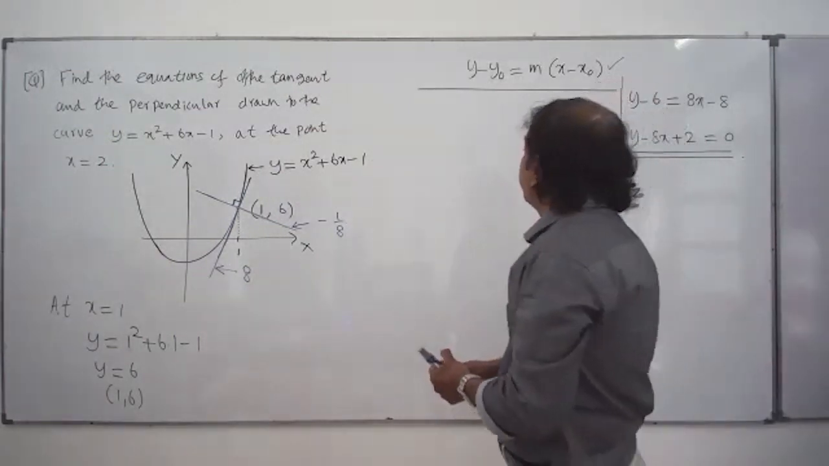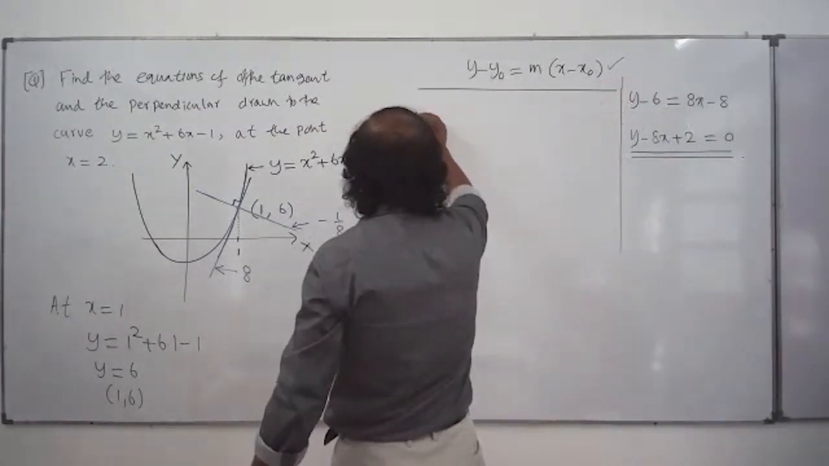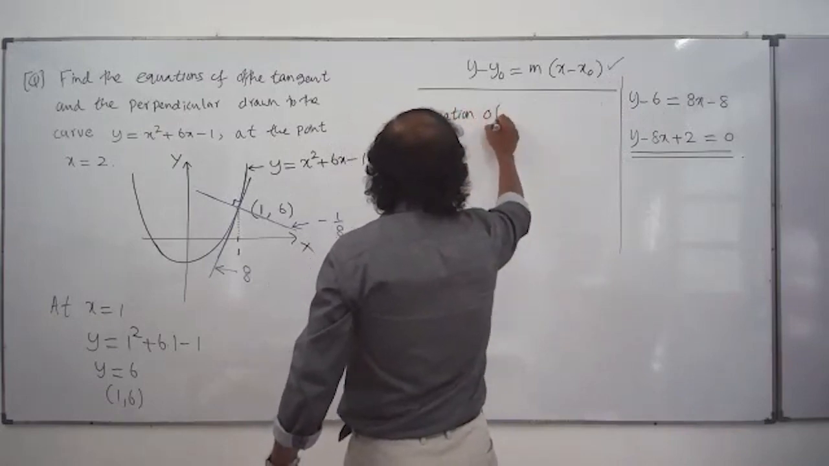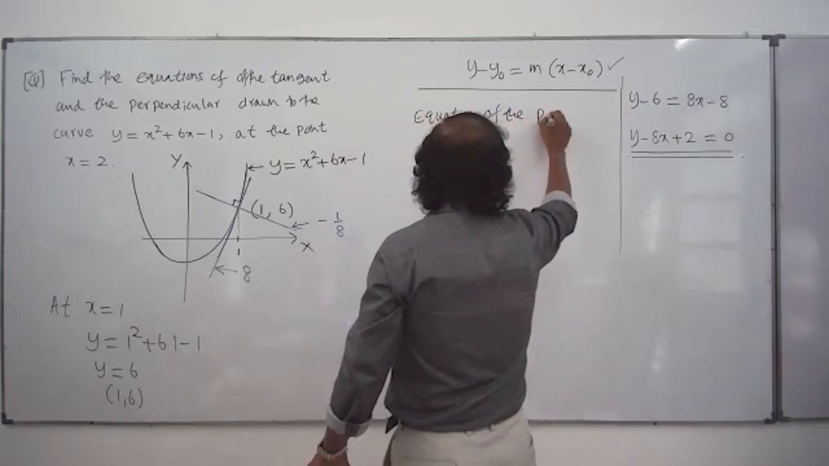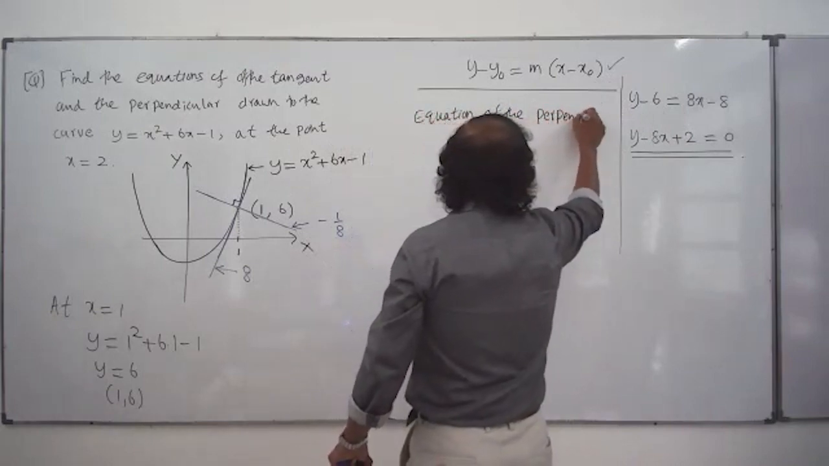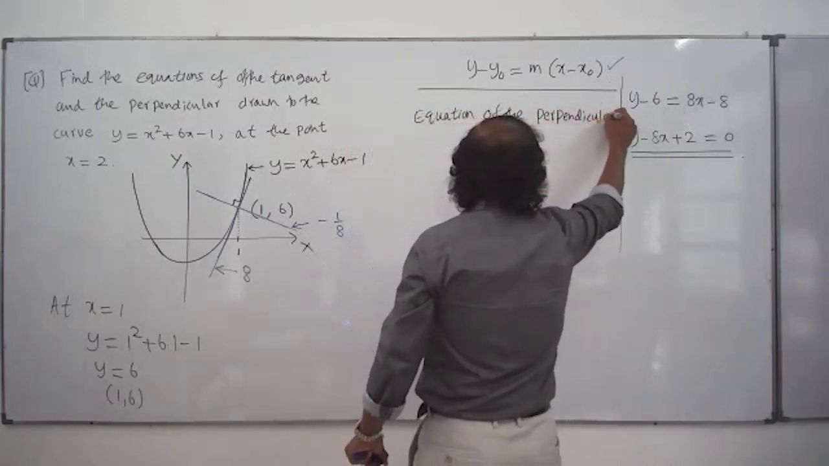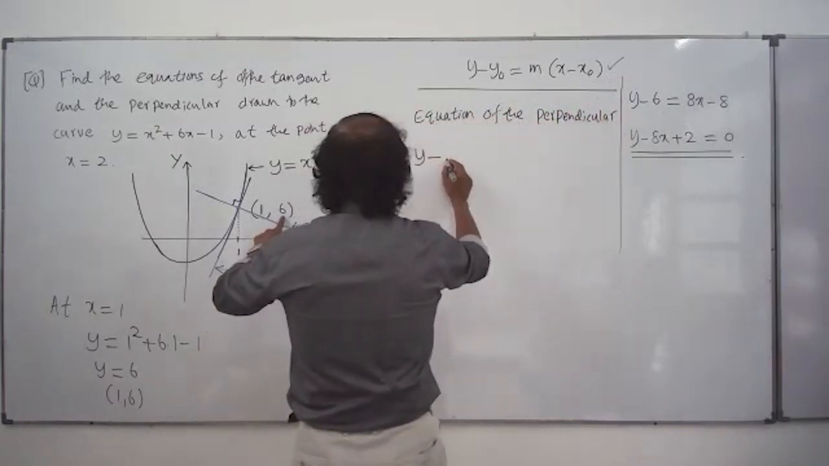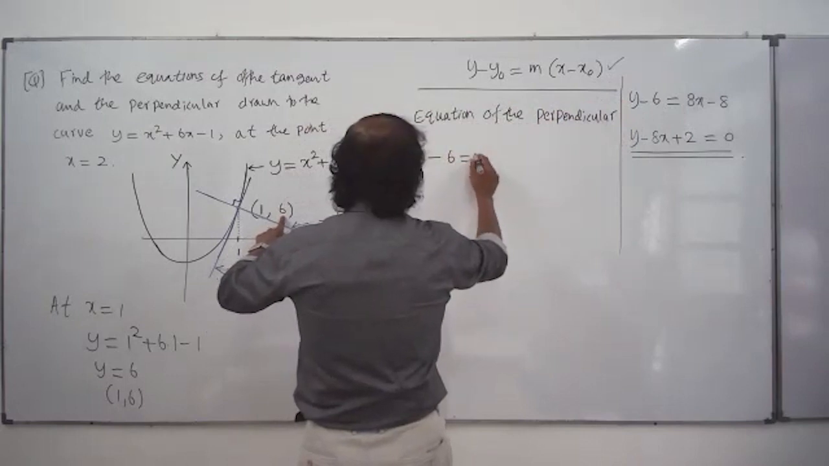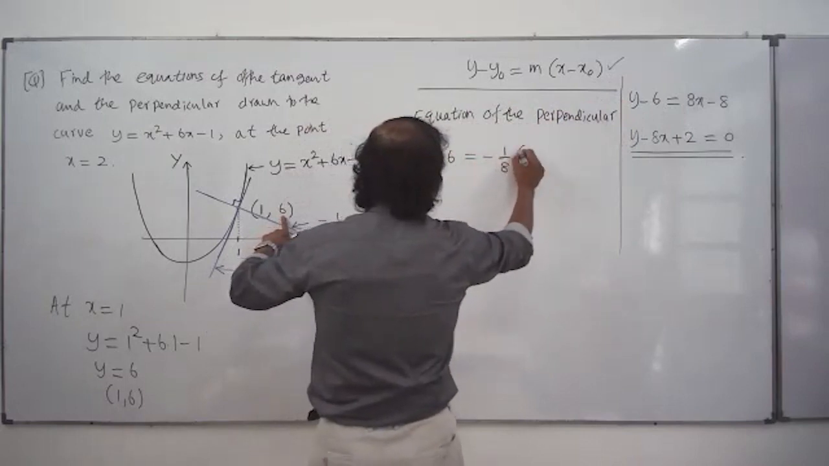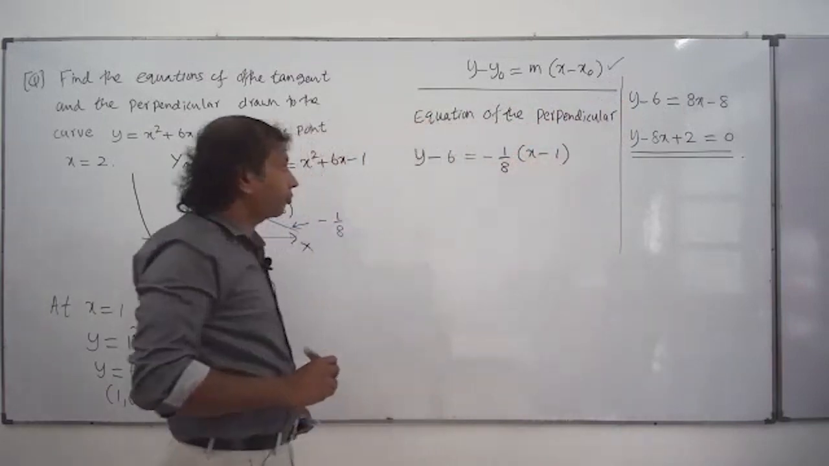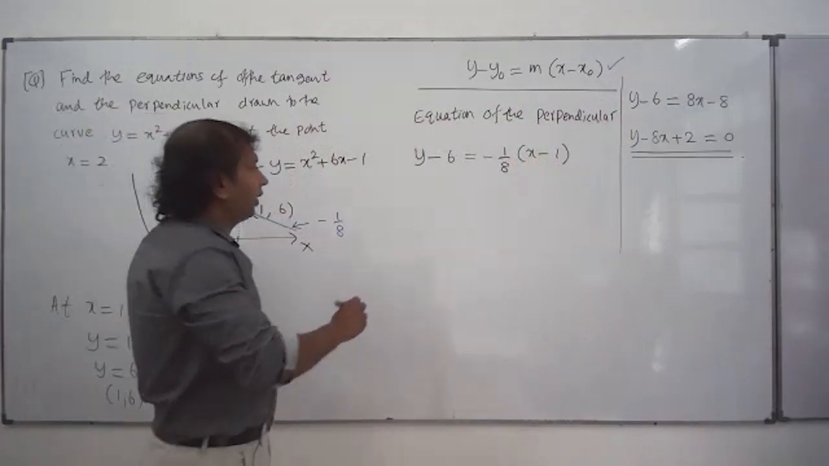Right. Equation of the perpendicular. What is that? y minus y naught is 6. Gradient is minus 1 upon 8. x minus 1. Right. Multiply both sides by 8.